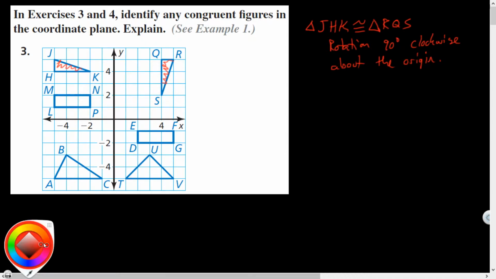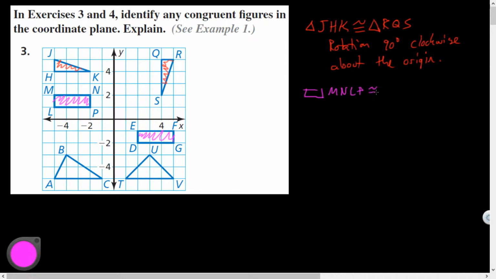Let's try the classic rectangles here. Let's see, these are 3x1 rectangles. I'm guessing that rectangle MNLP is congruent to rectangle what now? Theoretically, there's multiple ways I could name this, but EFGD looks like it's a translation.